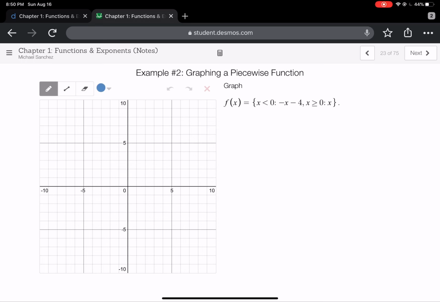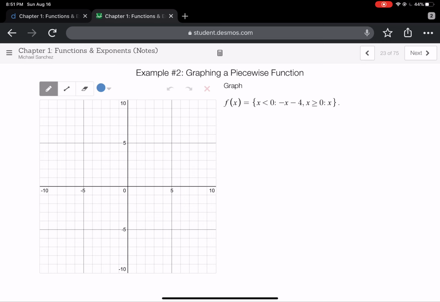All right, so now we're going to move into graphing a piecewise function. So graphing a piecewise function works in a similar fashion as how we evaluate it. So what we want to do is take it one piece at a time. We want to graph one piece of the function at a time. So I'm going to go ahead and write my function. I'm going to divide it.